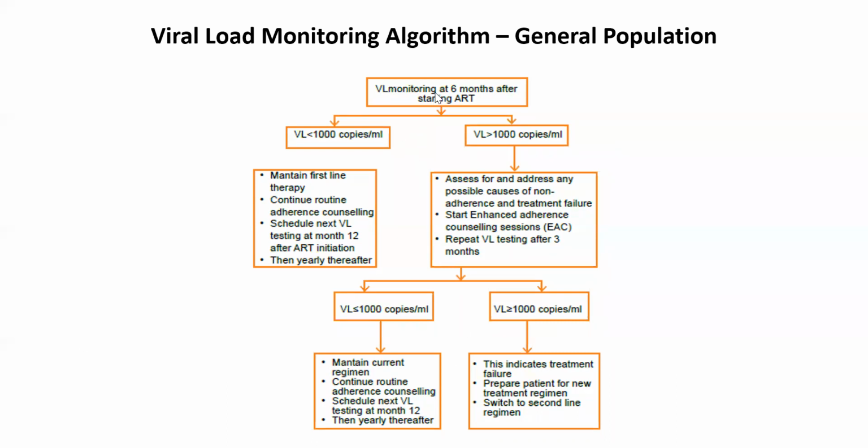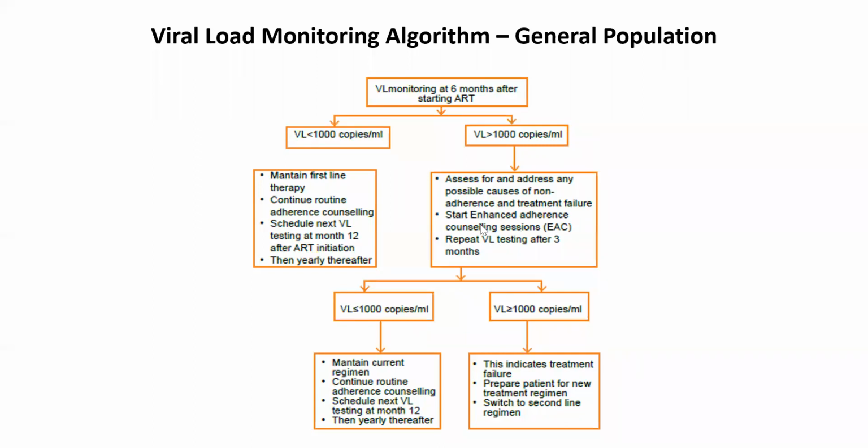So if someone starts treatment, we do a viral load after 6 months. 1,000 is the cutoff, and if it's less than 1,000, it means they are fine. They continue on treatment. If it's more than 1,000, we then look for the possible causes, as I mentioned, what might be causing the virus to go up. Is it non-adherence or is it treatment failure?